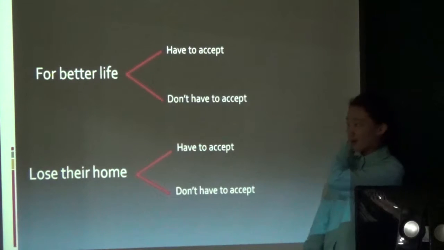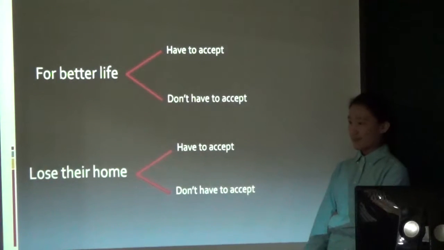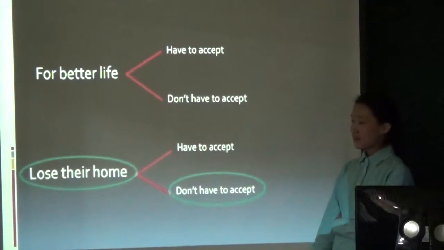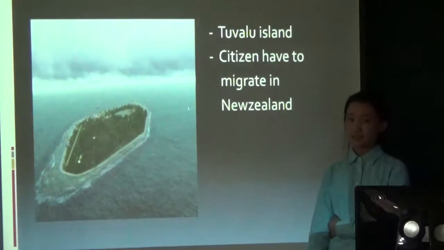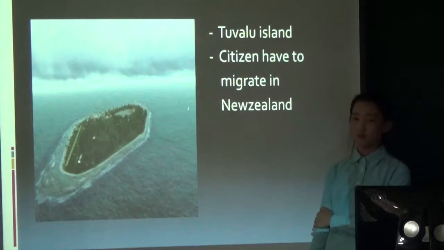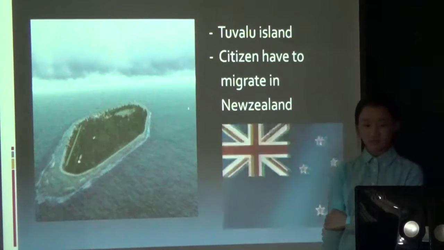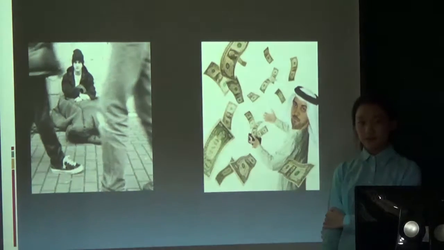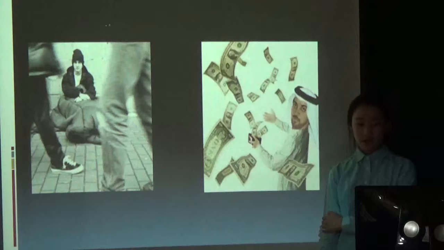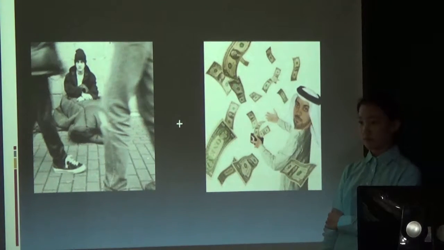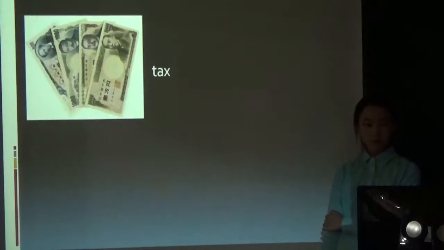I'll tell you about migrating by no choice. Tuvalu Island is sinking because of global warming, and all the people on the island have to migrate abroad. There are poor people and rich people in Tuvalu Island, but I think we don't have to accept people who are going to migrate abroad.